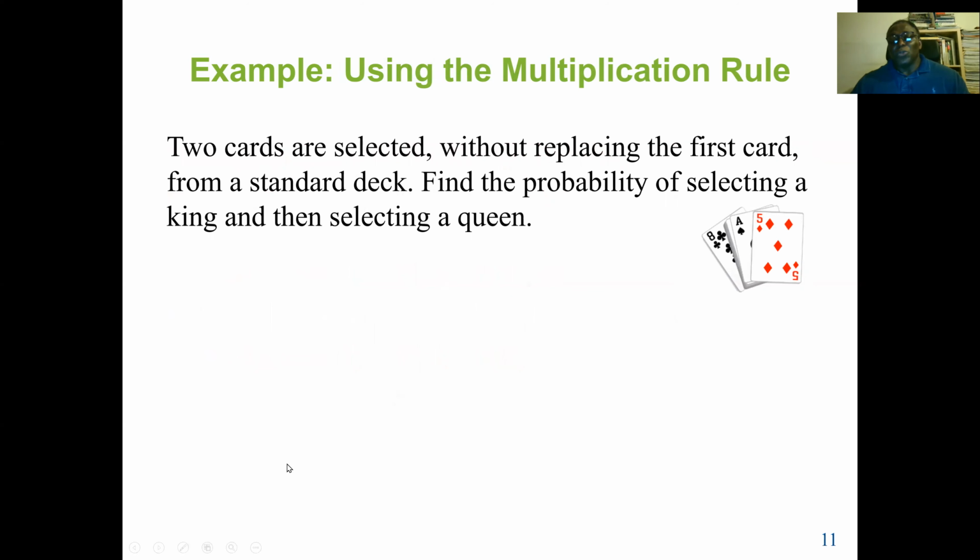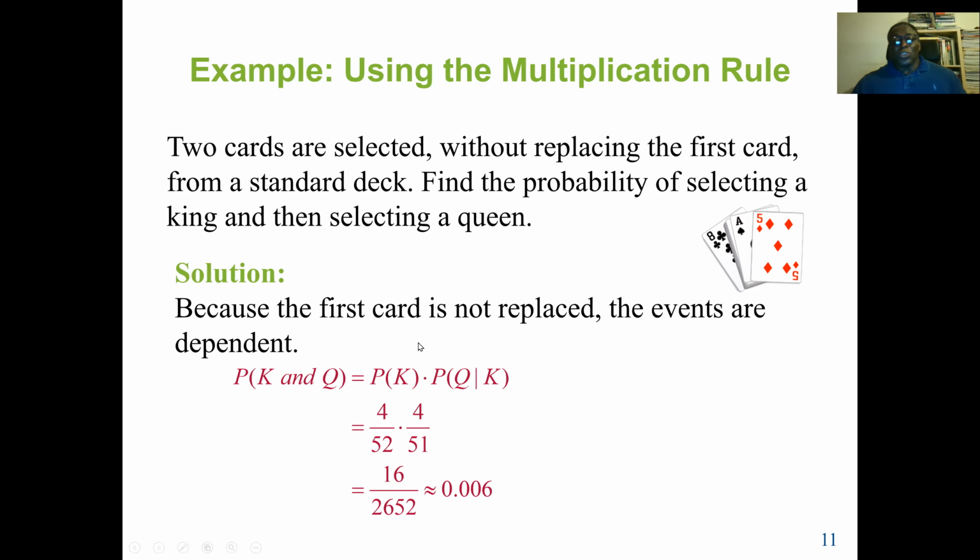So using the multiplication rule, we have 2 cards are selected without replacing the first card from a standard deck. Find the probability of selecting a king and then selecting a queen. Now remember, this question said what? 2 cards are selected without replacing the first card. So this selection is selection without replacement from a standard deck. So when we select 1, the total will be 51. Select 2, the total will be 50, etc. So the solution is this.